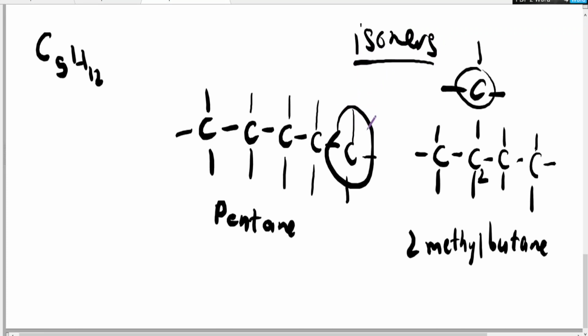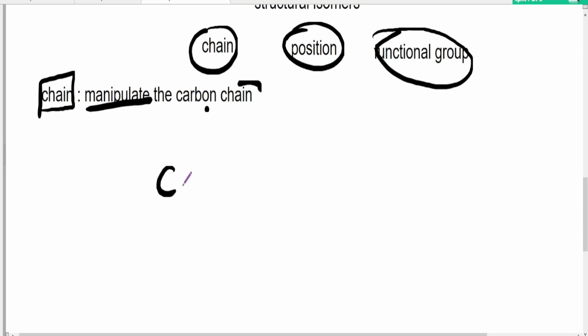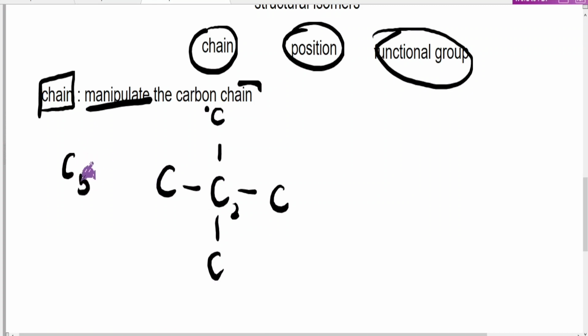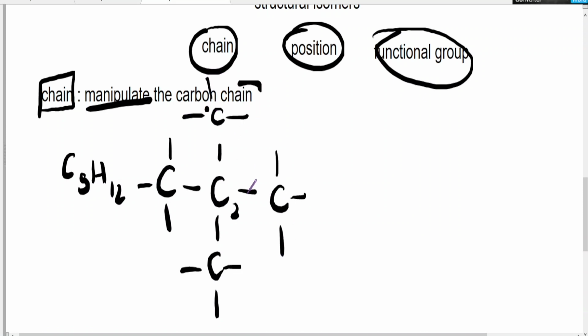Now, is there another way I can draw this structure of C5H12 so it gives me a different compound with a different name? What if I take this, right? What if I do this? 3 carbon atoms, and I would place 2 carbon atoms on carbon number 2. Remember, it must be C5H12. So I have 1, 2, 3, 4, 5, 6, 7, 8, 9, 10, 11, and 12 hydrogens again.